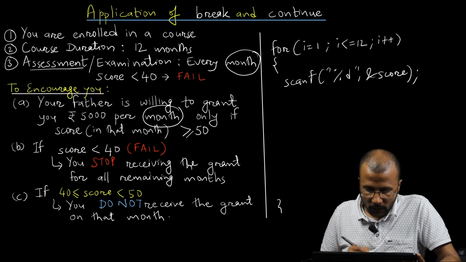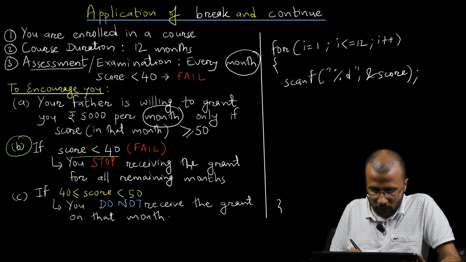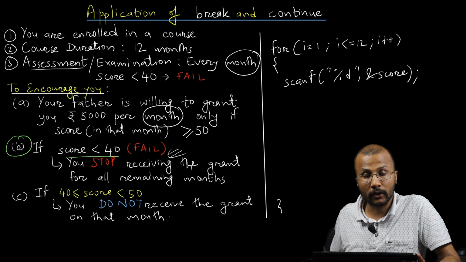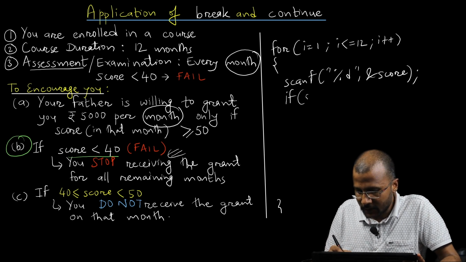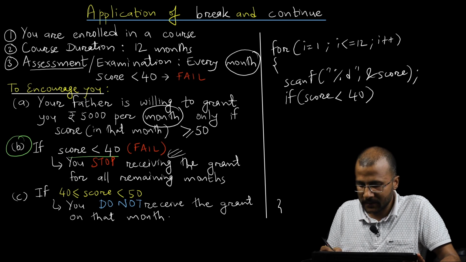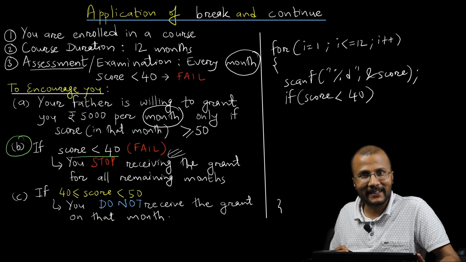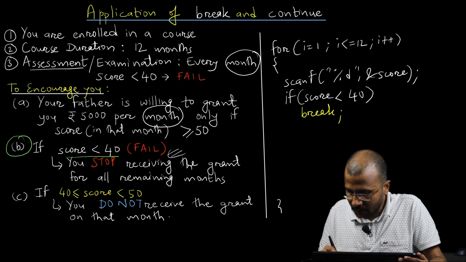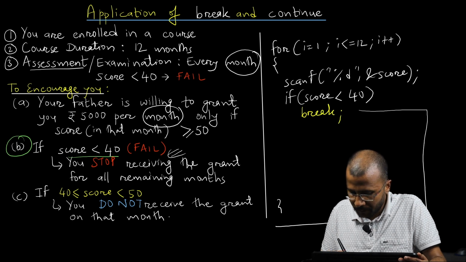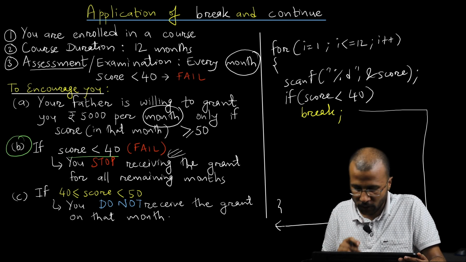Right? Now what happens is, if the score is less than 40, you fail and you stop receiving your grant. So we'll write: if the score is less than 40, you stop receiving the grant. What does it mean? That means you have to break, isn't it? Now you write break here. That means when break is encountered, you will come just outside of the loop, because now you will stop receiving the grant.